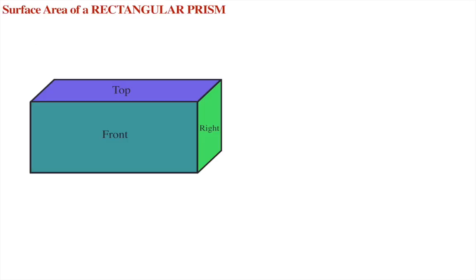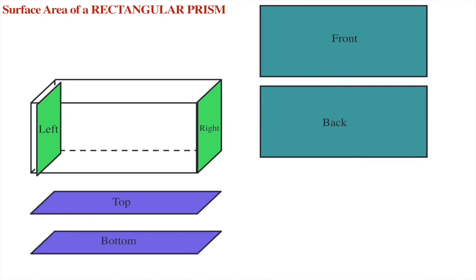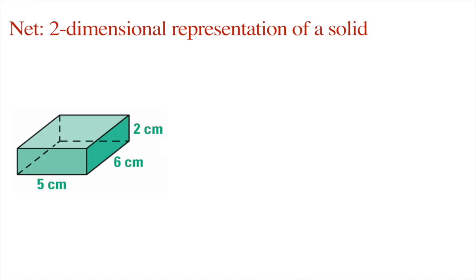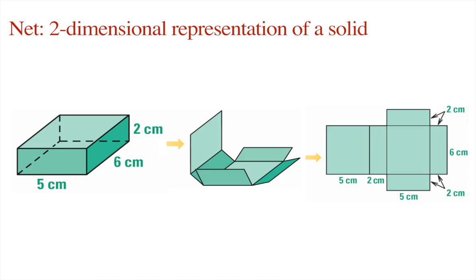You can see from my rectangular prism here, we can see the front, the top, and the right, but we also need to recognize that there's a left and a back and a bottom, and that there are 6 sides. You could actually create a net. So you could actually unfold your shape and then look at the rectangles or the shapes that are created from doing that.